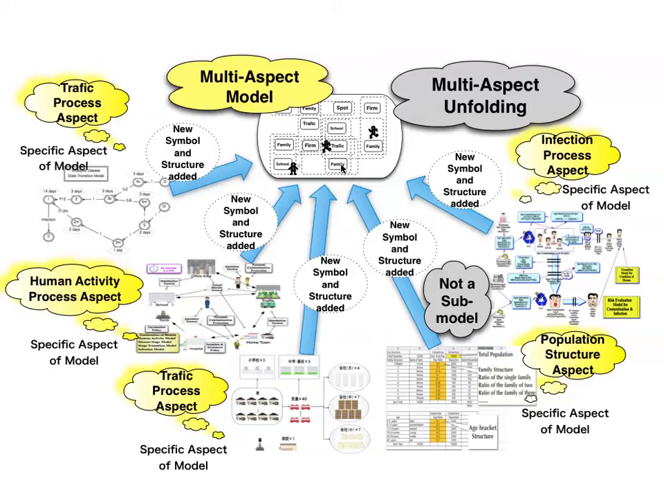And we can combine these models in one language. So different languages come together. That kind of extension is called multi-aspect unfolding. This is essential to construct that model.